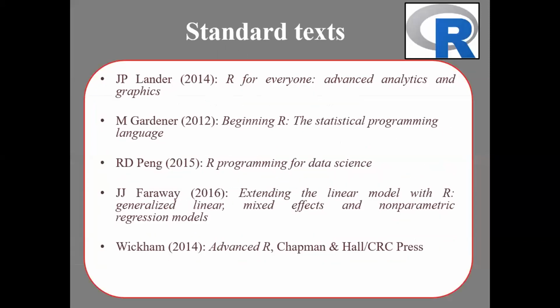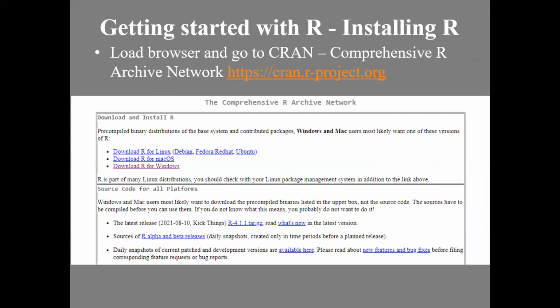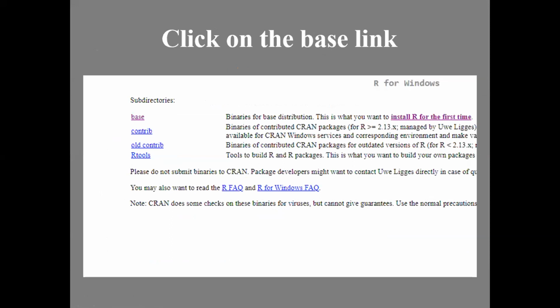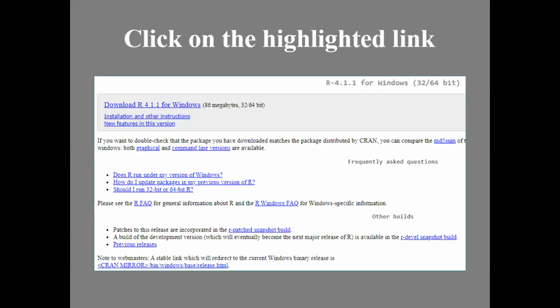Okay, so I hope you have already downloaded and installed R. The standard way of downloading is to go to this website, cran.r-project.org, select your operating system and download. Mine is Windows, so I downloaded the Windows version, and you need the base package of R. You can click on it and download the latest version, Download R 4.1.1 for Windows.